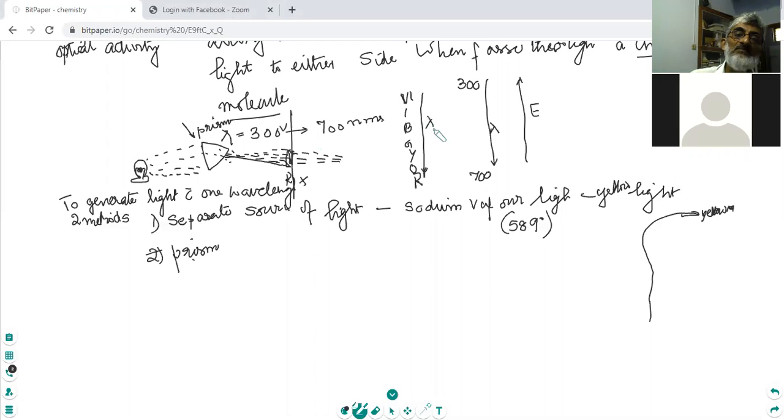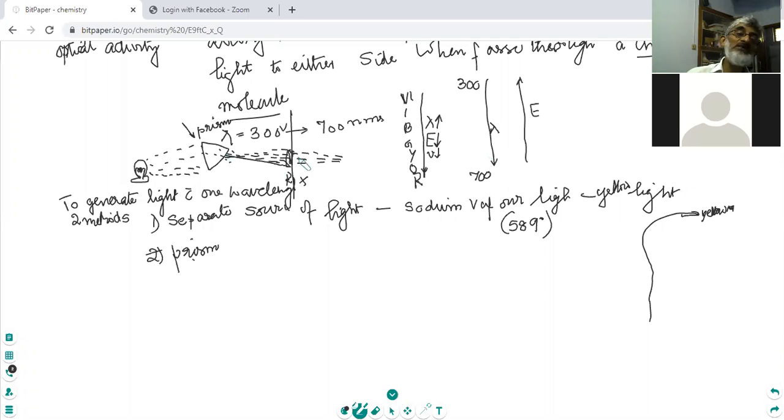Wavelength is increasing from here to here, and energy is decreasing. Remember that energy is decreasing, and frequency is also decreasing, because you know it is inversely proportional to this. Okay, so that is our ordinary light converted into monochromatic light.